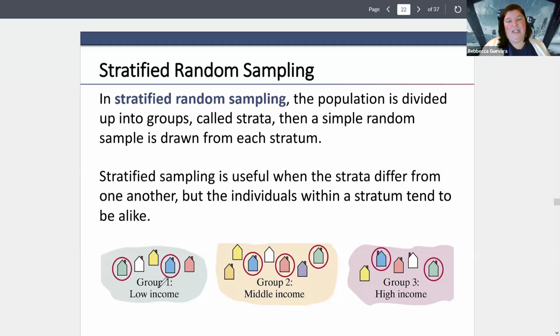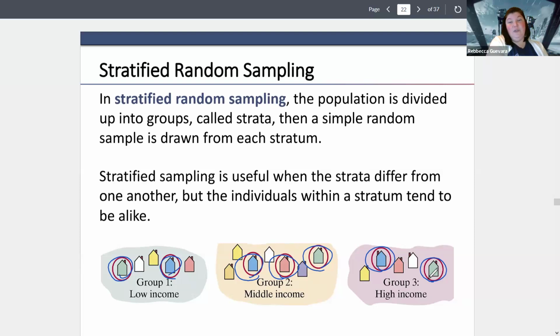And then what I do is randomly sample from each group. So from low income, we randomly sample 2 households. We randomly sample 3 from this one. We randomly sample 2 more from this one. So that is what a stratified sample is: we split the population based on some sort of identifier about the population. In this case, we're using their income as an identifier.